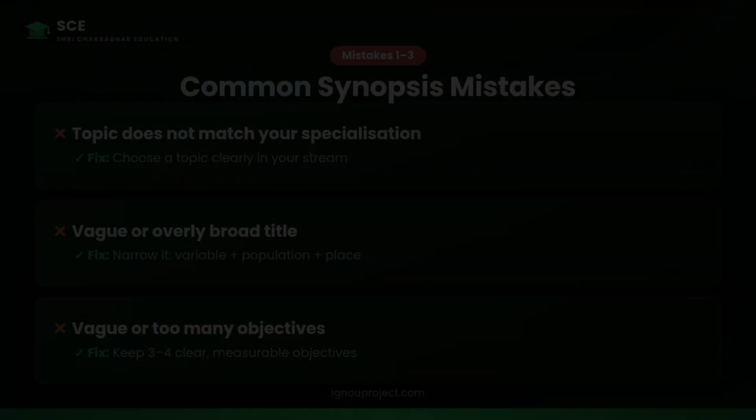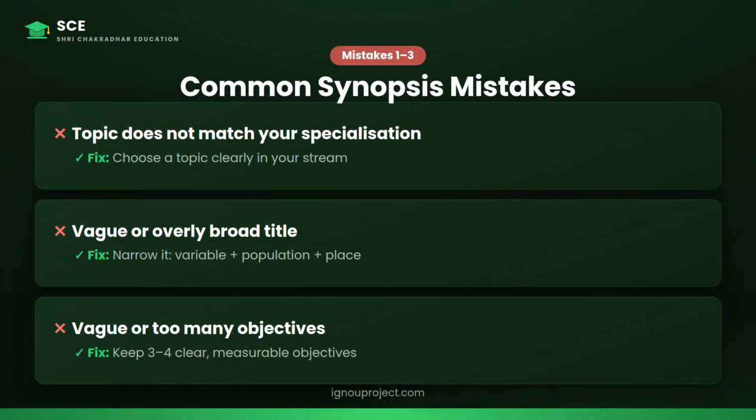Next, let's look at the 10 most common mistakes that get synopses rejected, so you can avoid every one of them. Now, the 10 most common mistakes that get an IGNOU MBA Project synopsis rejected or sent back. Each one is easy to avoid once you know it. Mistake 1. A topic that does not match your specialization. The fix is simple. Always choose a topic that clearly belongs to your stream. Human resource, marketing, finance, or operations.